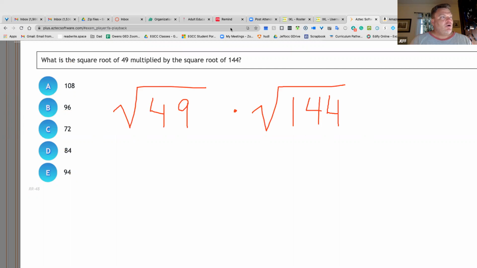All we have to know is, what does this thing mean? What does that thing mean? It means what number times itself gives you 49. And we can even use our calculator. Find out it's 7, because 7 times 7 makes 49. We bring down the multiply. Well, that dot got bigger.